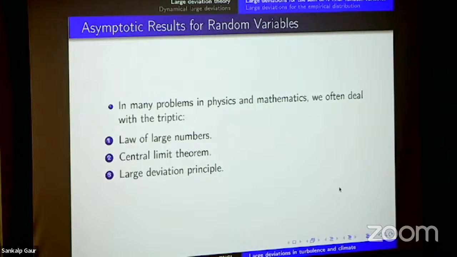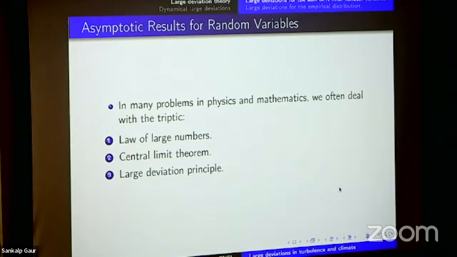So it's often the case when you look at asymptotics for random variables that you have this triptych. You have the law of large numbers that tells you about the average. You have the central limit theorem that tells you about the typical fluctuations. And then you might be interested in more rare fluctuations, and then you get a large deviation principle.